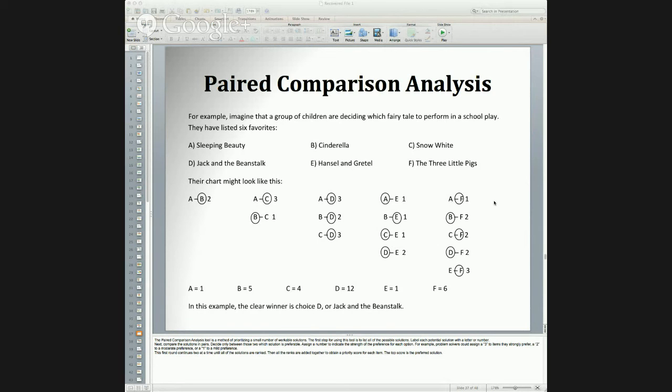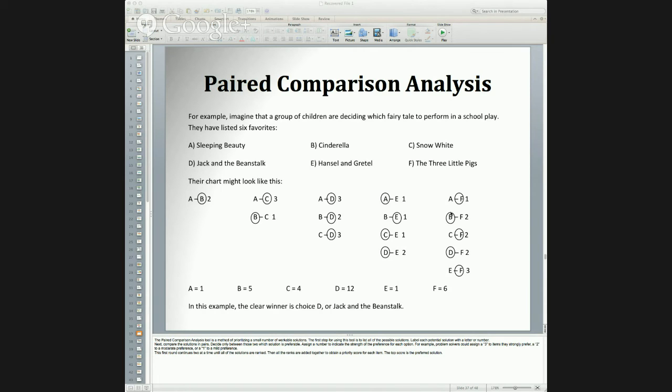As you see right below, A with the B, the circle on the B, the circle on the C, the circle on the D, the circle on the A, the circle on the F, the circle on the B, the circle on the D, the circle on the E, the circle on the B. In this example, the clear winner is choice D, Jack and the Beanstalk. Why? Because the letter D has the most circles. So after doing a comparison analysis, the problem solver came up with D as a solution.